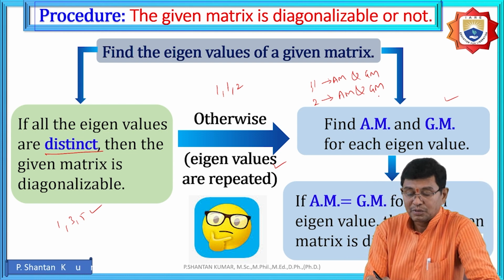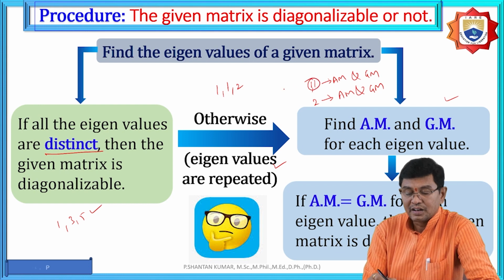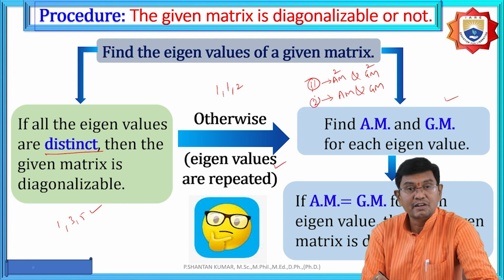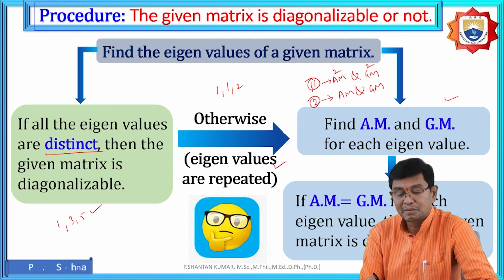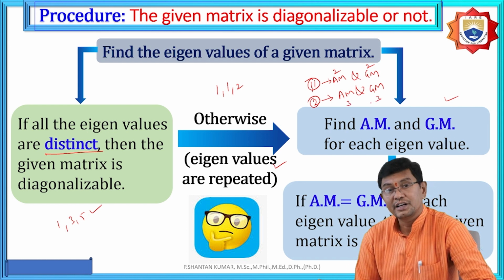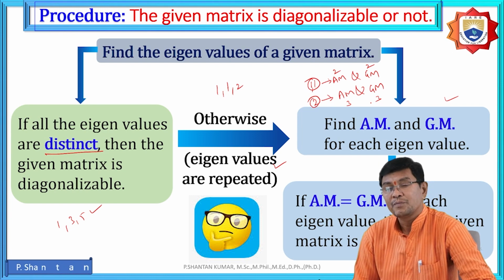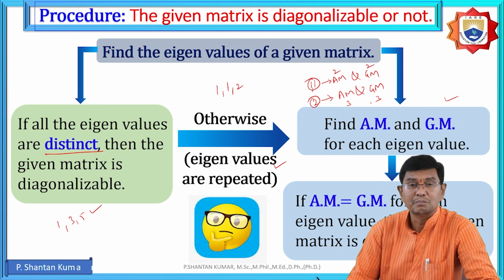For example, for the eigenvalue 1, the algebraic multiplicity is 2 and the GM is also 2, then it is also eligible. And for the eigenvalue 2, if the algebraic multiplicity is 3 and the geometric multiplicity is also 3, then the matrix is said to be diagonalizable. Further, we need to discuss some problems.